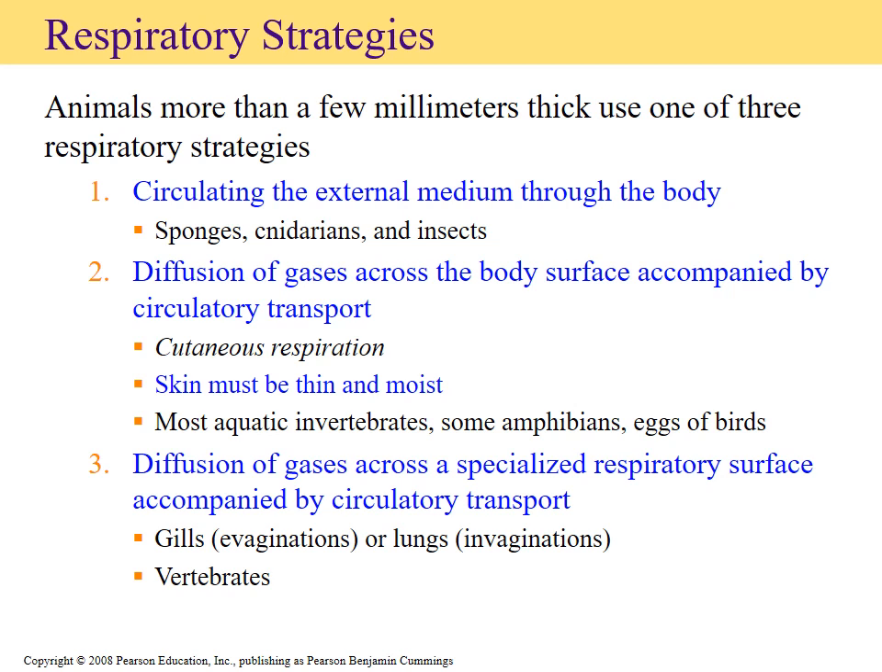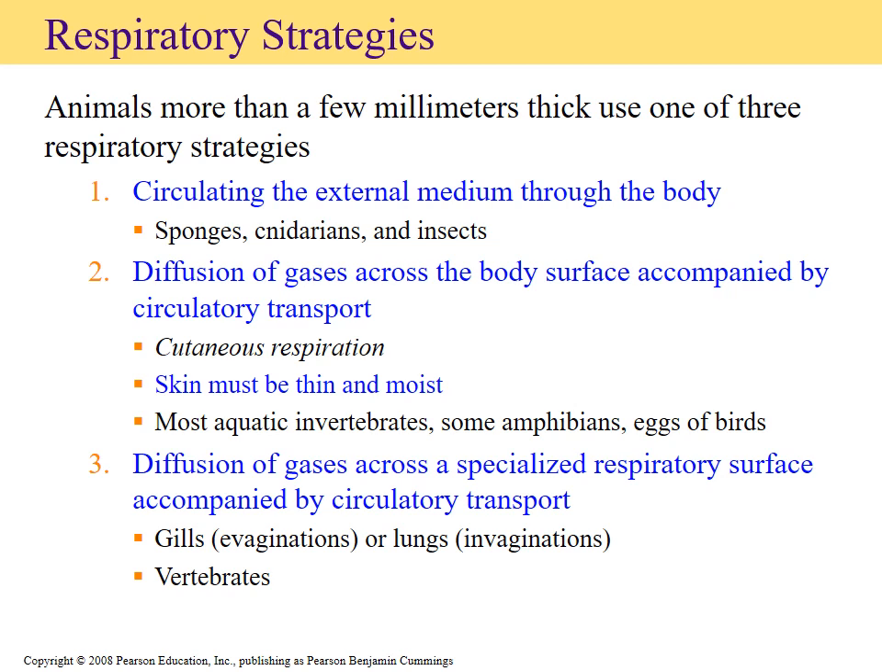So for instance, we can circulate the external media through the entire body. That is what we see with our filter feeders and the bulk movement that we experience in sponges, cnidarians, as well as in insects with their tracheal system. We can also see that you can diffuse the gas across the body surface and eventually allow the gas to mix together with your circulatory transport. We saw that, for instance, with the frog and cutaneous respiration.